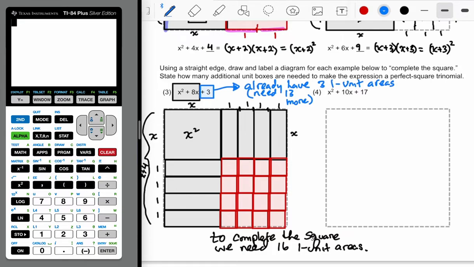On an assessment, will we be doing something like this, or is this just for our own understanding? Yeah, you're gonna have to do it on a test, yeah.